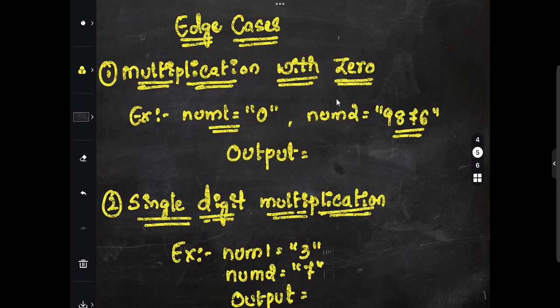First one, multiplication with 0. Here in this case, 0 into 9876, 0 into anything, it will be 0 itself, right? So this is fine. The second edge case we are going with here is single digit multiplication. Here 3 into 7 we have to go with. So in this case it would be 21, right? So this has to be in the form of string. So this is fine.